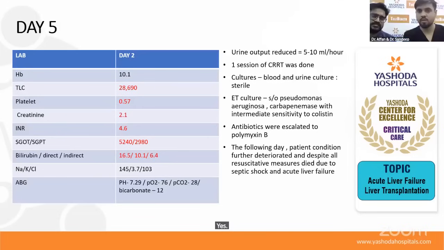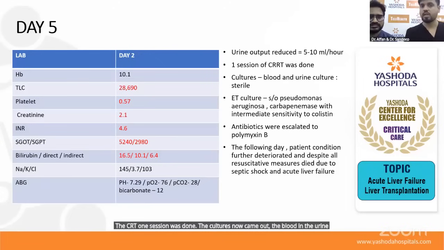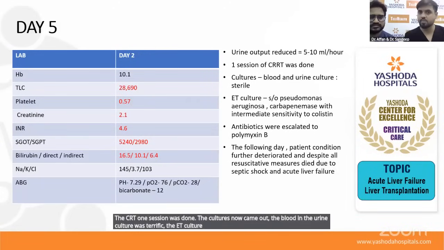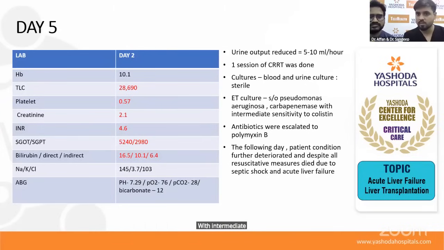Yes, sir. Sir, on day 5, the urine output was around 5 to 10 ml per hour. One session of CRRT was done. The cultures now came out. The blood and urine cultures were sterile. The ET culture came out to be positive. It was suggestive of Pseudomonas aeruginosa, which was a carbapenemase producer with intermediate sensitivity to colistin. So antibiotics were escalated at this point to polymyxin B.